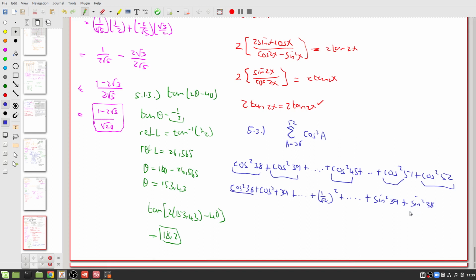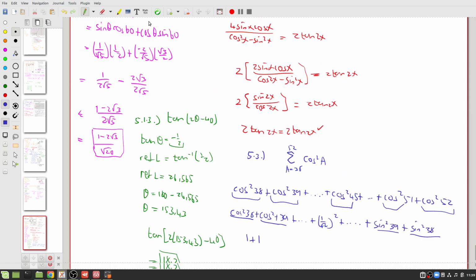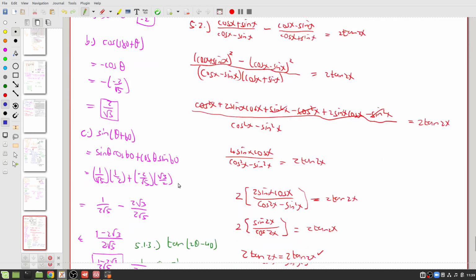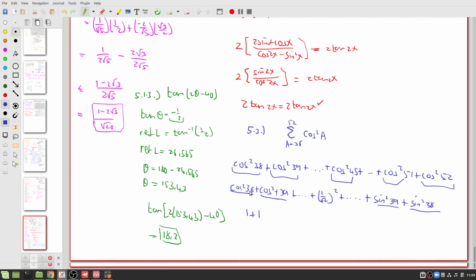So we know this plus this is 1. Right? And then cos squared 39 plus sin squared 39 is also 1. Just in case you're wondering, we had that over here: sine squared x plus cos squared x equals 1. Okay, and then we do that. So that's for 38, we've done that. For 39, for 40, 41, 42, oops, I almost wrote 42 twice, 43, 44, and then cos squared 45. That's just 1 over root 2 squared, which is a half. Okay, so 1, 2, 3, 4, 5, 6, 7, 7.5.